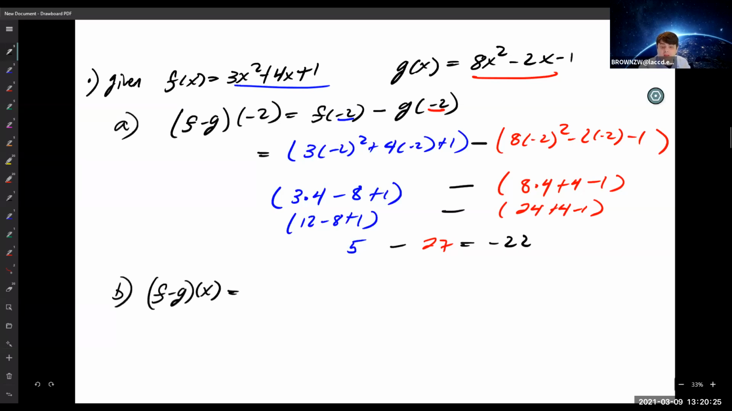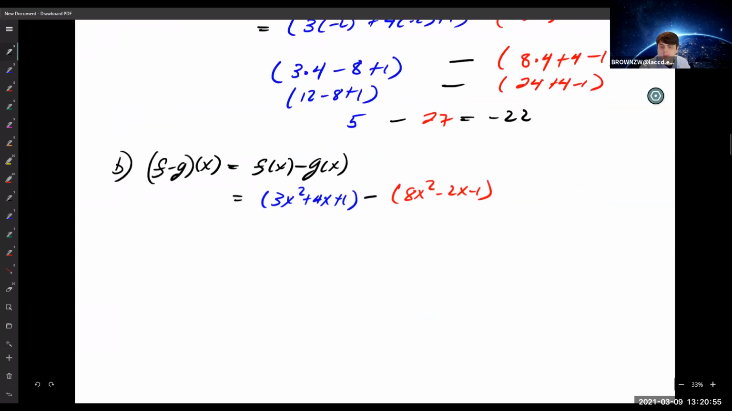So this just says, instead of plugging in a number, we're just going to take f of x minus g of x. So we're going to take our first expression, 3x squared plus 4x plus 1. Then we're going to subtract off our second expression of 8x squared minus 2x minus 1. Excuse me.